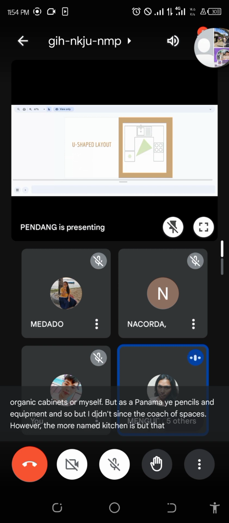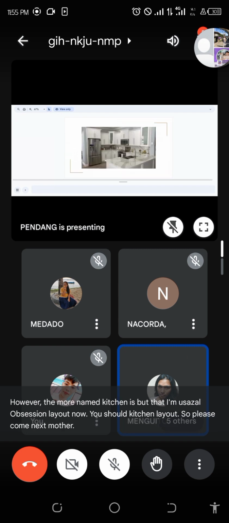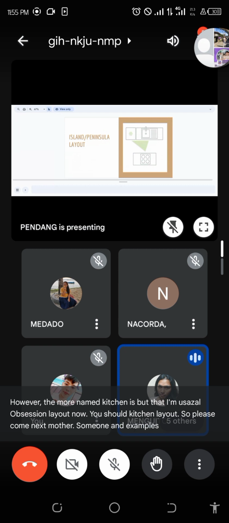So, please connect. So, next is the example of the usual kitchen layout.